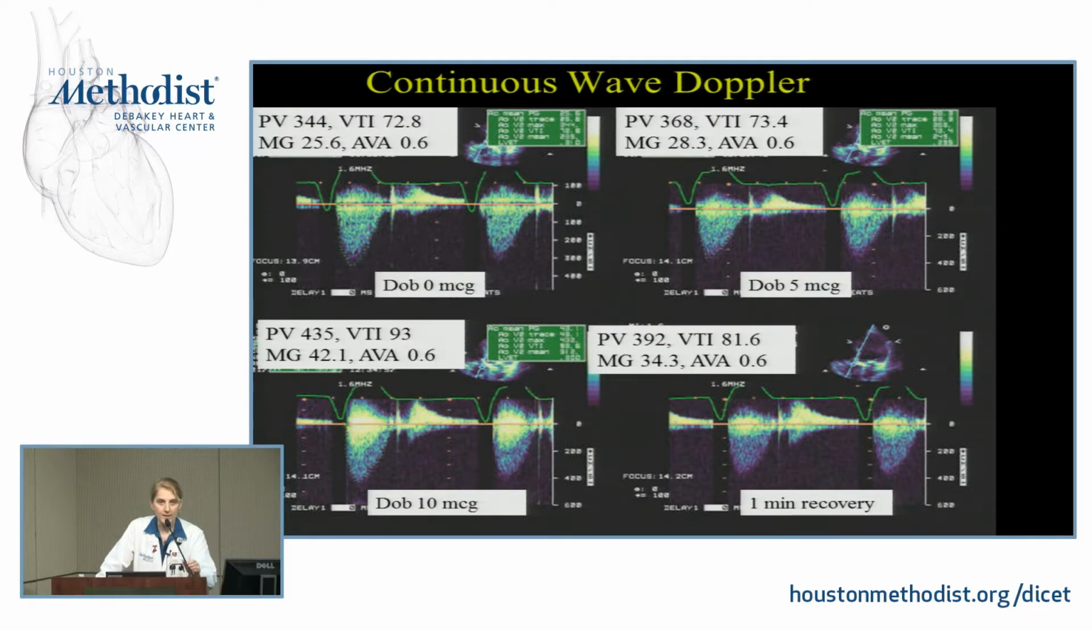When we look at the continuous wave Doppler that corresponds with that, you can see that we started off with a mean gradient of 25.6 and the aortic valve area of 0.6. At 5, we're up to 28.3. The valve area is still 0.6. And at 10, we're up to 42.1. The peak velocity is 4.34, so the test was stopped appropriately, right where it needed to be stopped. And our valve area is still 0.6. So this is somebody who has severe low flow, low gradient aortic stenosis. This is a classic textbook example.